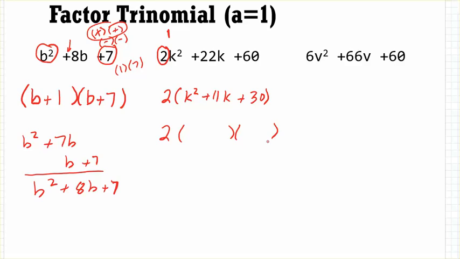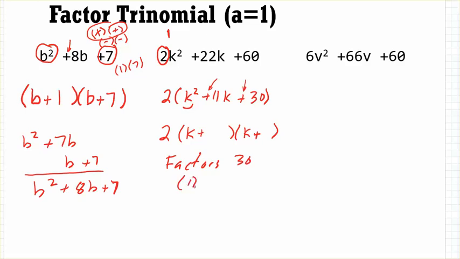And so if we look at this the same way we did it before, we want to look at that first term. There's only one way to get a k squared, and that's k times k. We look at the sign. We notice that this is a plus 30, and we also know that this is a plus 11. So we know that we're going to be working with 2 additions. Well, now we got to look at the factors of 30.